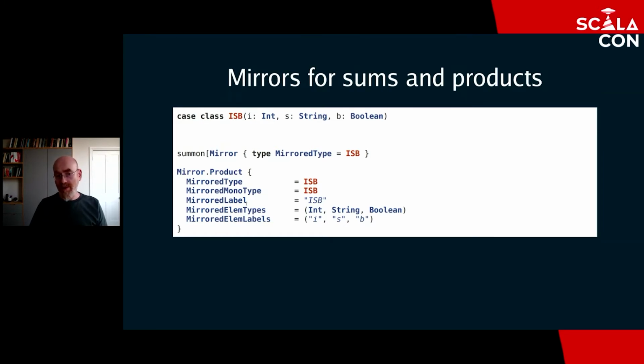So the mirror type is the type of interest. The mirrored monotype, I'll explain a little bit more later about what the difference between the mirrored type and mirrored monotype is when we see an example where these two differ.